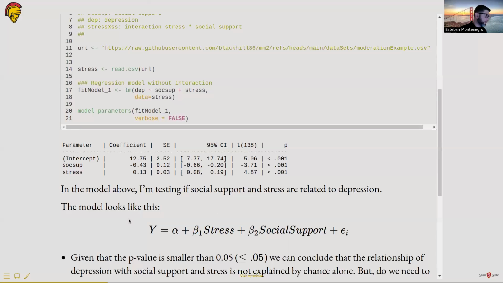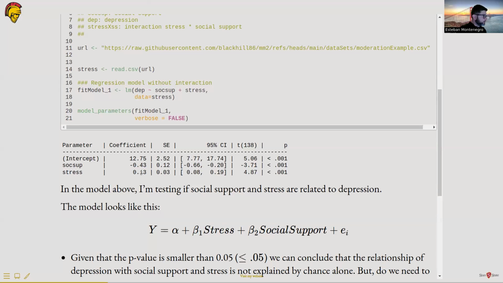So it's telling me that social support is actually related to depression, right? And that relationship is not explained by chance. The same happens with stress. It's telling me that the relationship between stress and depression is not explained by chance, all right? And it makes sense, right? Now, let's take a look at the slopes right here.